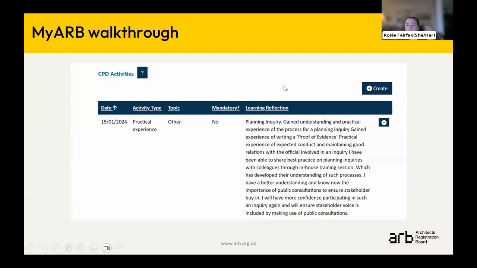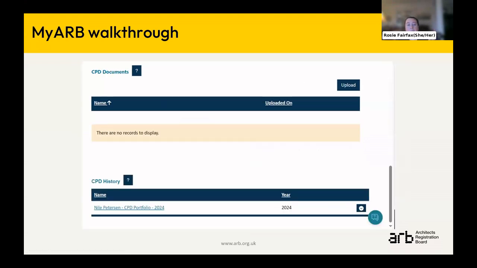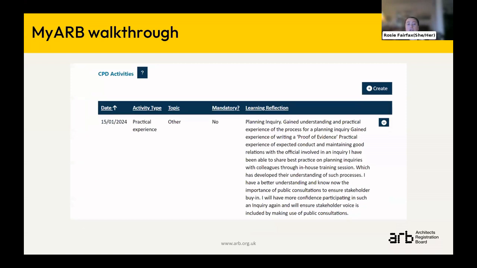You would just click on that and then work through the different fields: the date, topic, and activity type. Whether it's mandatory or not is automatic, so you don't need to worry about that. Then you put in your learning reflection. On the create pop-out box, you will have four prompt questions to remind you what to think about for your learning reflection. What's important is that you record what you have learned from the activity and how it's been applied to your practice. If you can, also add how it's improved your competence, and if you want to do any further learning within that area. Okay, thank you.